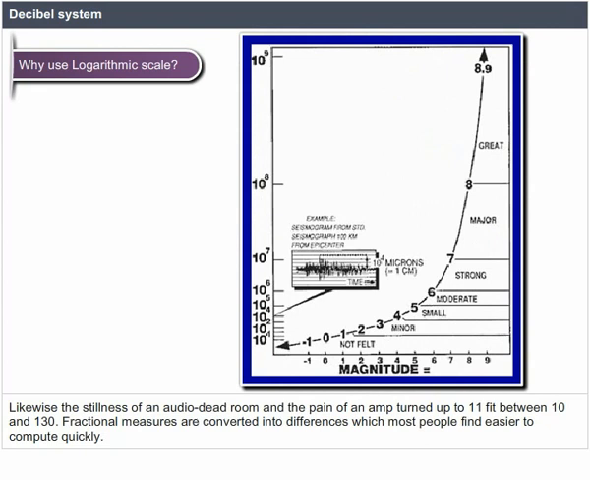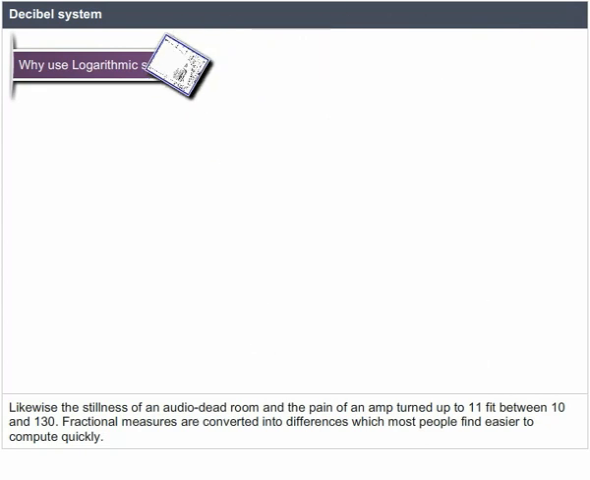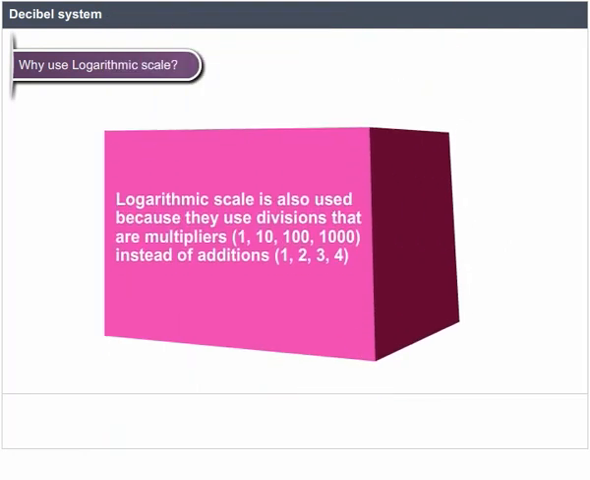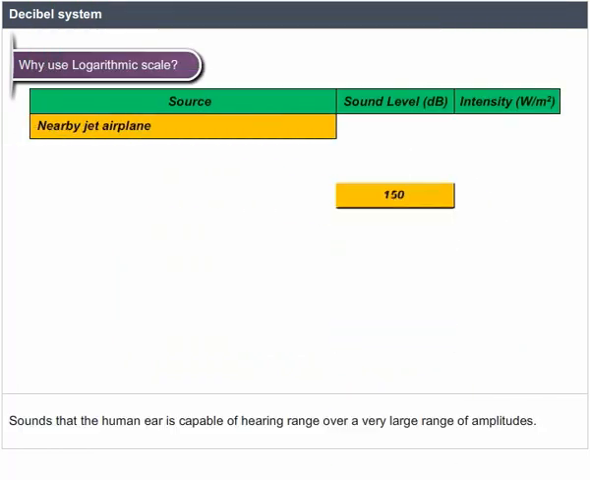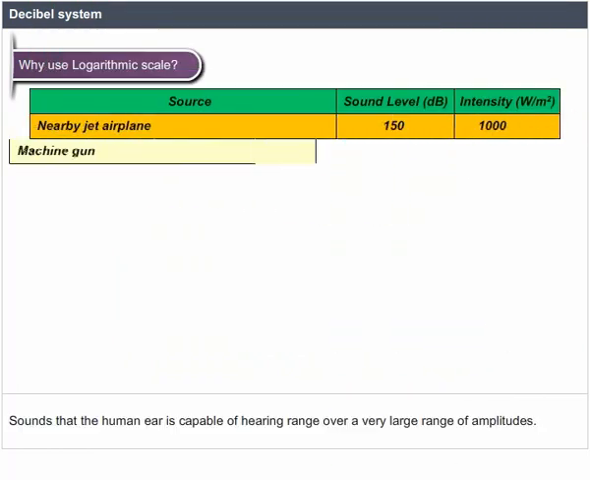Fractional measures are converted into differences, which most people find easier to compute quickly. A logarithmic scale is also used because it uses divisions that are multipliers, 1, 10, 100, 1000, instead of additions, 1, 2, 3, 4. Sounds that a human ear is capable of hearing range over a very large range of amplitudes.